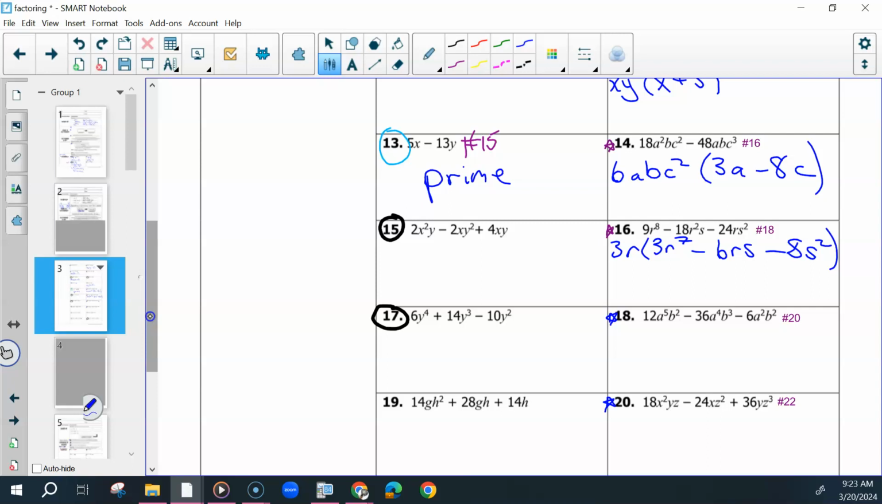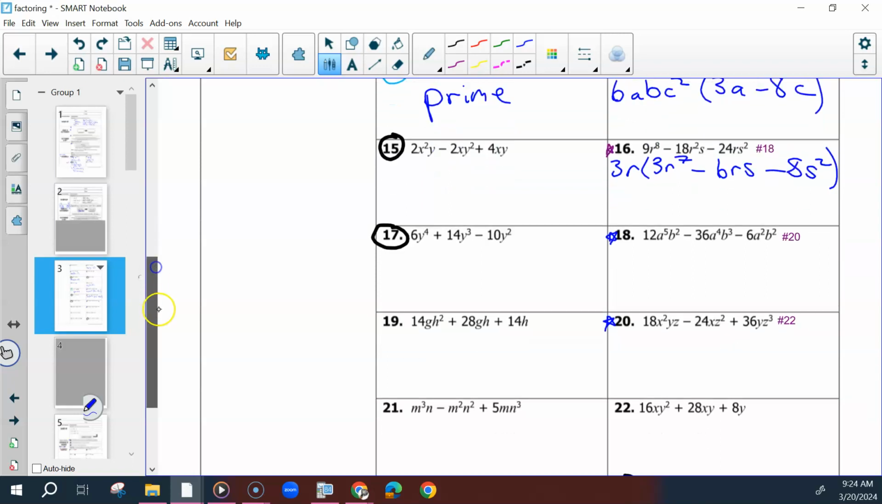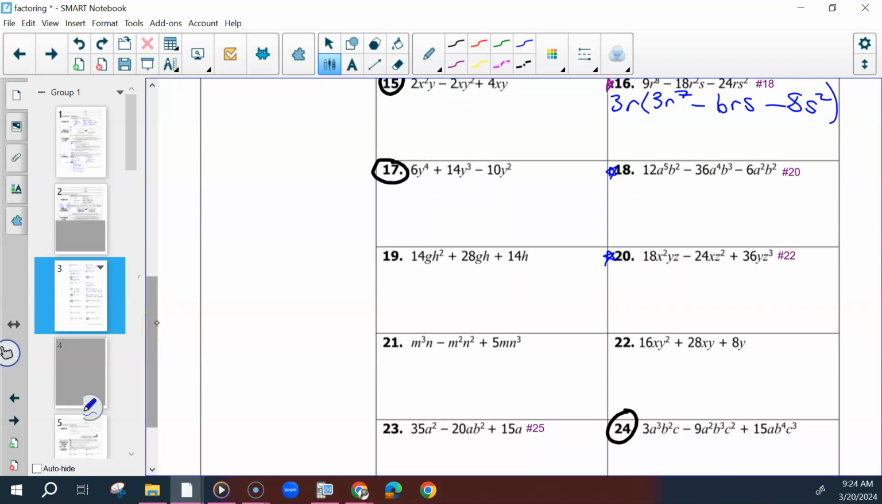Do you have any questions so far? Let's do 20, and then I'll let you guys choose any others. What's the highest number we can divide out of each? If you need to list out the factors of 18, 24, and 36, do that. 6 works. And then what variables do they have in common, and how many of each?